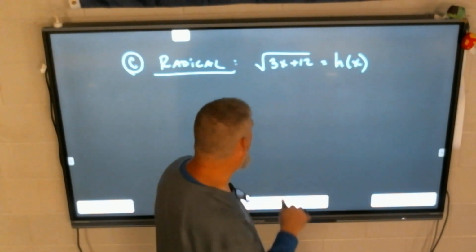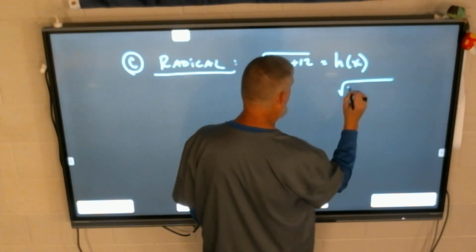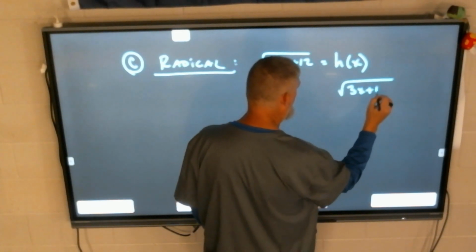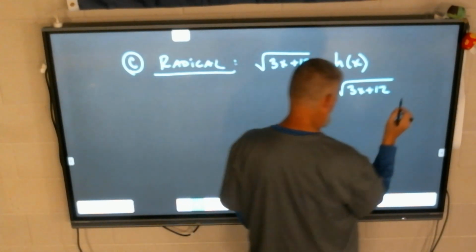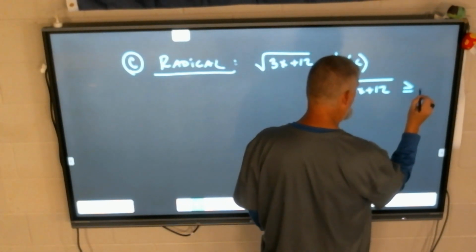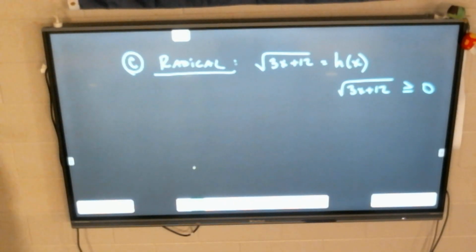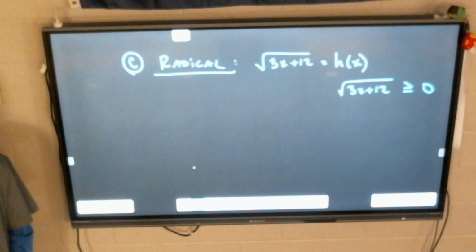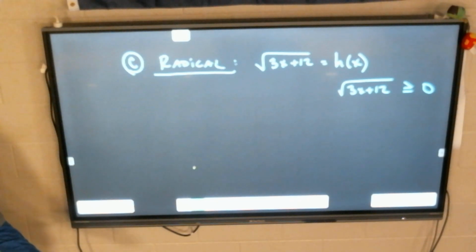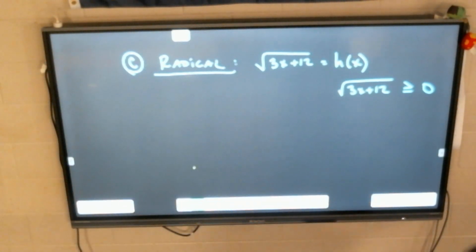negative. So, how do I say that? I would have to say the radical 3x plus 12 has to be greater than or equal to 0. So 3x plus 12 has to be greater than or equal to 0. Can I take the square root of 0? Yeah. What's the square root of 0? What times what equals 0? 0 times 0 is 0, so we're good. Can't be negative.